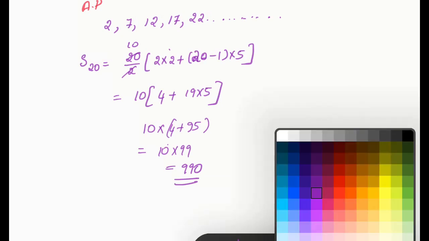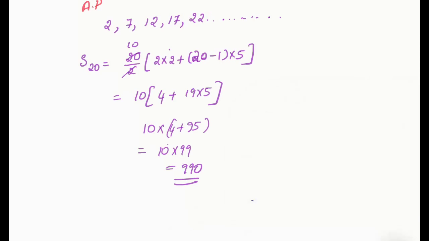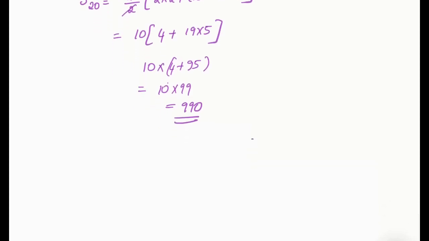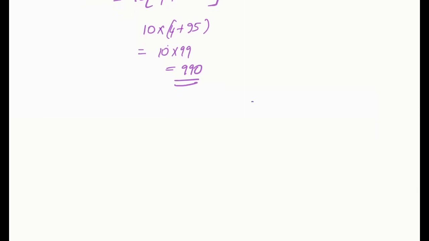Is it clear? So here all these questions are very direct. You are just substituting the values and doing it. Now coming to the 12th question. It's something little different. So doing the 12th question.